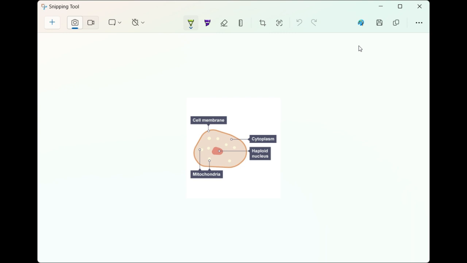For an egg cell, the only thing you really need to know is that it has a lot of nutrients inside of it because the baby needs to grow, right? It's kind of a little bit of common sense you should add to it.